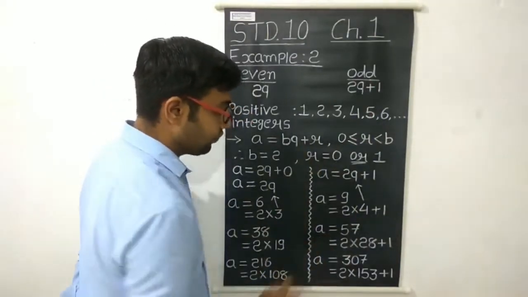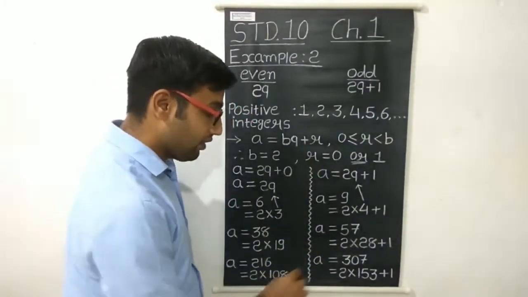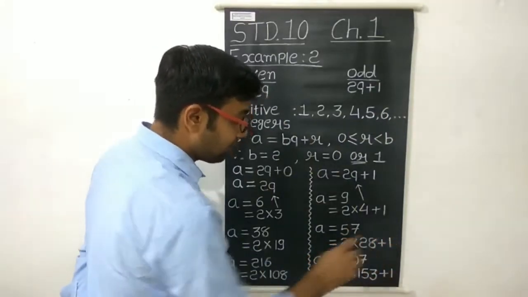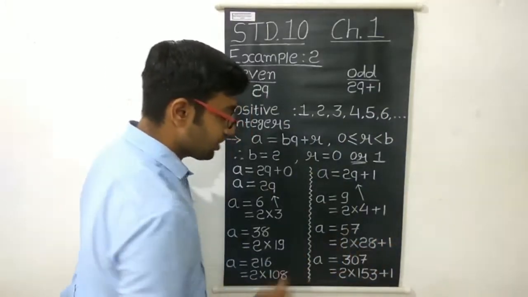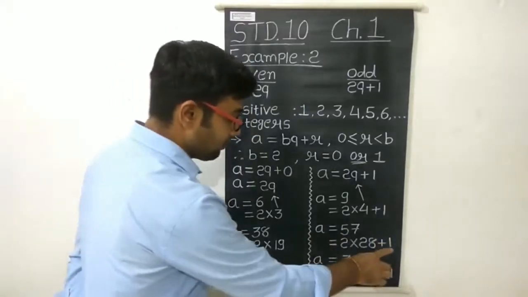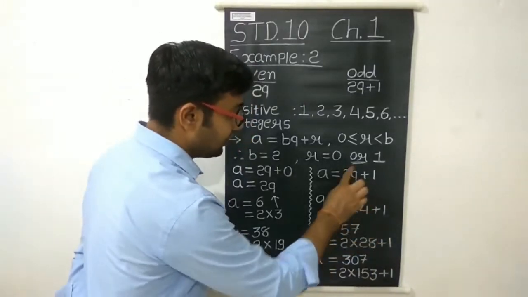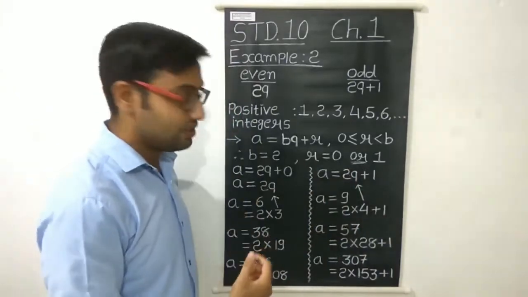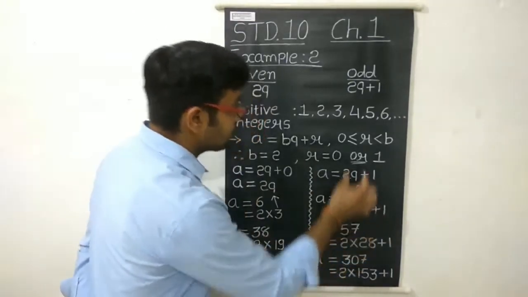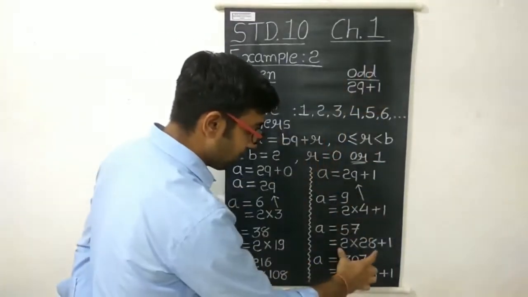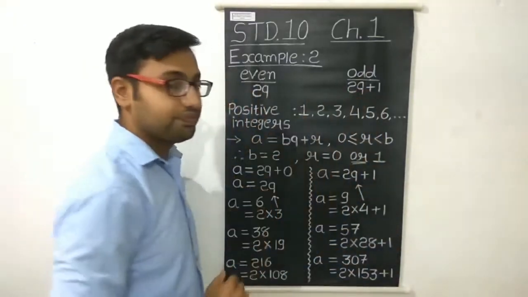Take one other example. Let's take a is equal to 57. We can write 57 as 2 into 28 plus 1, because 28 twos are 56, plus 1 is 57. What is 28? 28 is again q. q is some integer. 57 is an odd number. We represent 57 in the form 2q plus 1.